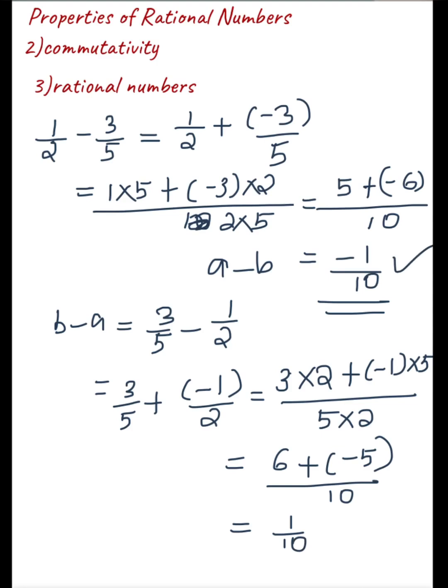So here the answer was minus 1 by 10, and here it's simply 1 by 10. That means what? Sorry, not A plus B. It's A minus B. A minus B is not equal to B minus A. Okay. Here it's minus 1 by 10 and here it's 1 by 10. That means what? Both are not equal. There is a minus sign there. So A minus B is not equal to B minus A. That means subtraction is not commutative for rational numbers. Okay. So that is all about subtraction.